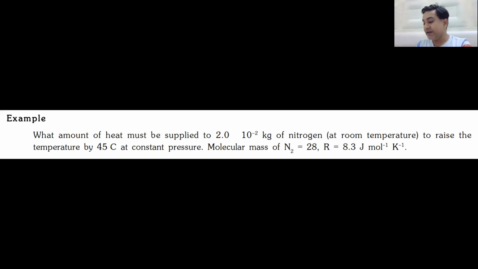What amount of heat must be supplied to 2 into 10 raised to the power minus 2 kg of nitrogen at room temperature to raise the temperature by 45 degrees at constant pressure? Molecular mass is given, R is given. What is the answer for this one? It's a straightforward question.